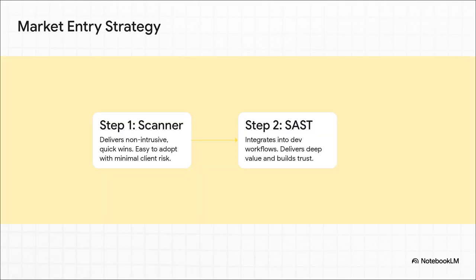You lead with the scanner agent. Why? Because it's an easy yes for a new client. It's not intrusive, it gives them some quick, valuable wins, and it doesn't ask them to change how they work. Then, once you've proven your value and built that initial trust, you come in with the SAST agent. That one goes deeper. It plugs right into their developer workflow, and that's how you become indispensable. That's how you build a sticky product.